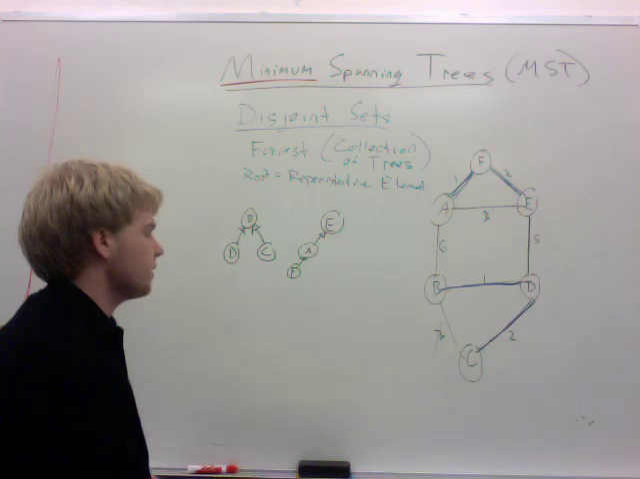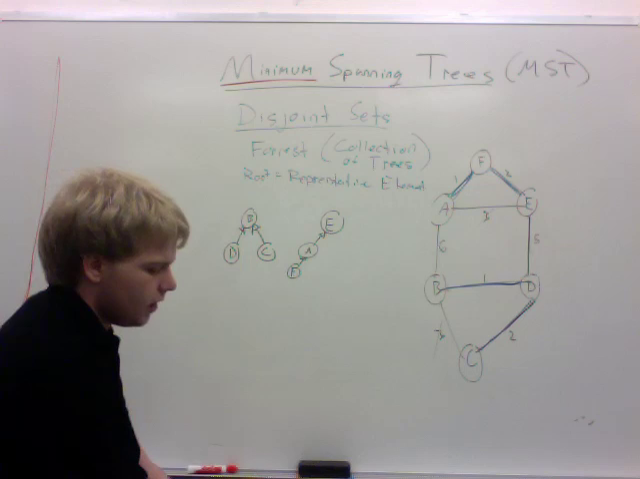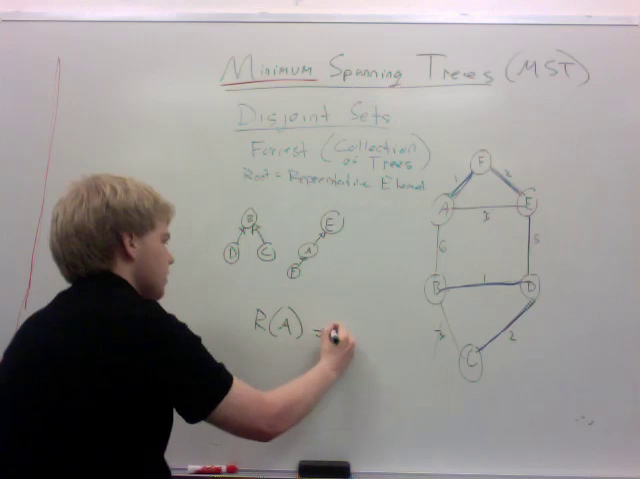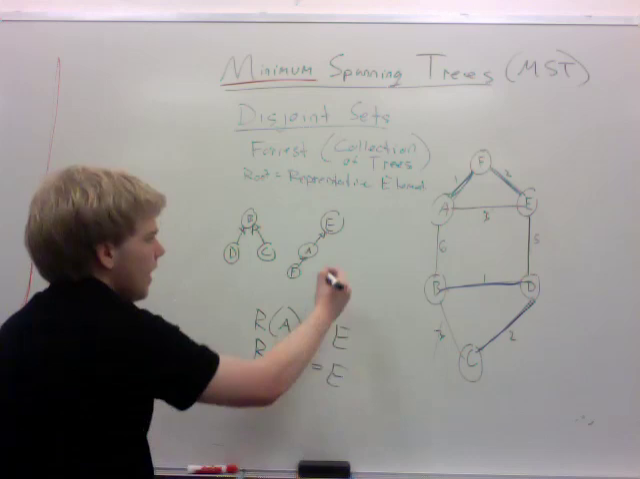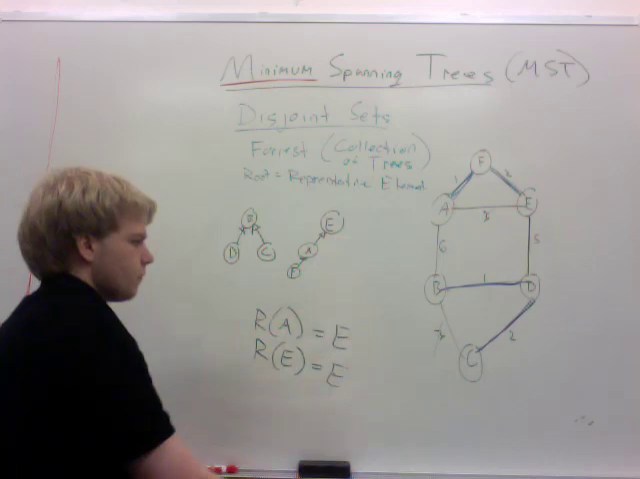So the next edge we would consider is AE. So we'll get the representative element of A. That's equal to E. And the representative element of E is also equal to E. So they're equal, so I can't choose them because they're in the same component. If I added this edge, then I would have a cycle. So I can't do that. So I'm just going to skip that edge.